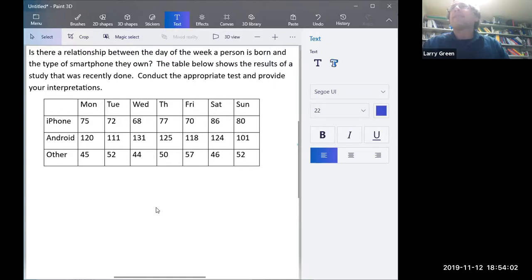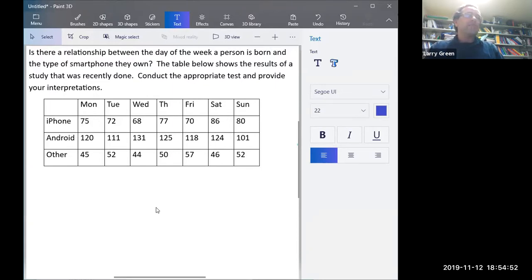Okay. How is this one different from what we've done before? From the last two? Yeah, we're looking for a relationship. We're not comparing distributions. We want to say, is there a relationship? Another way of saying this, which you must have as a word, is are they independent? The day of the week a person was born and the type of smartphone. Are they independent? So qualitative area, the others were qualitative also. Today is the qualitative day. Does that make sense?